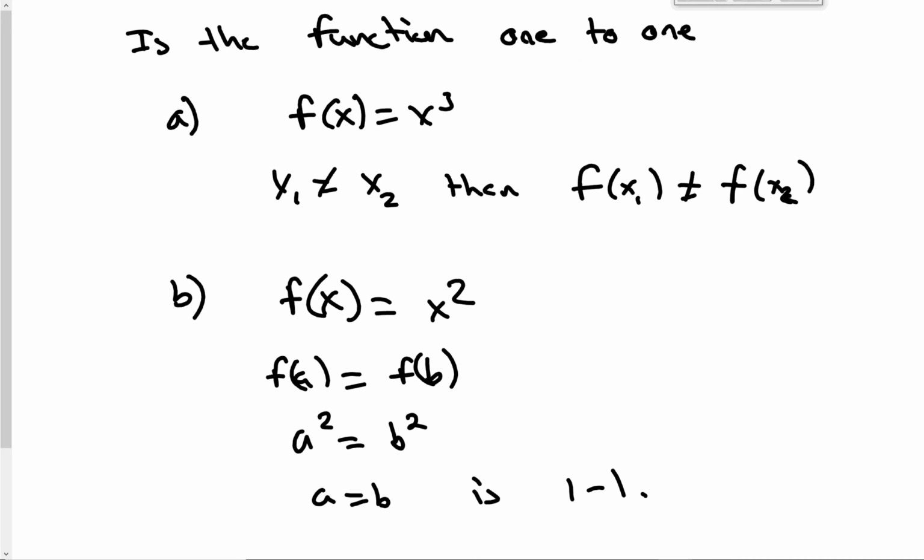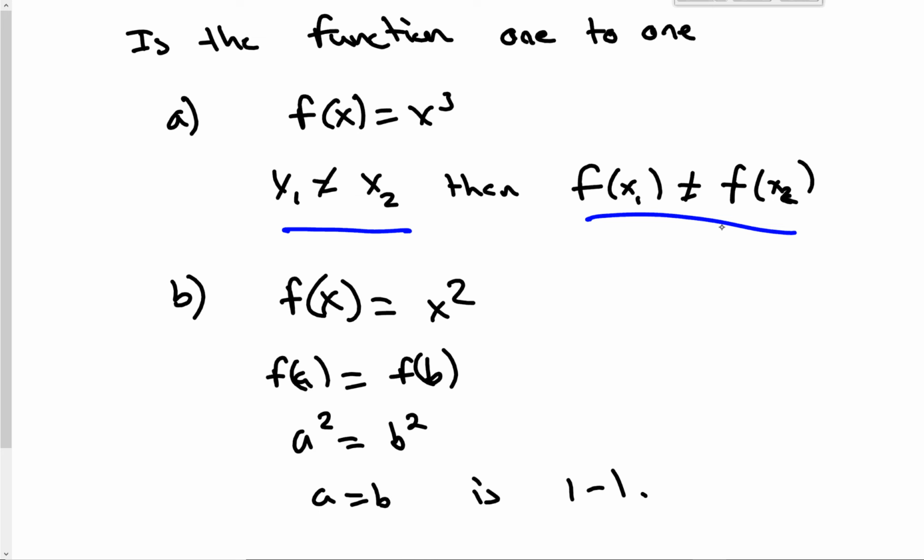All right. So here is the formal definition for 1 to 1. If my x's are not equal, then my y's cannot be equal. That's basically what this says. Or we're going to do the contrapositive of that.